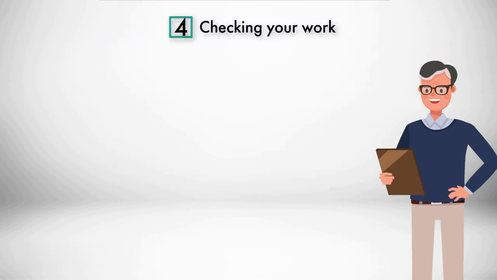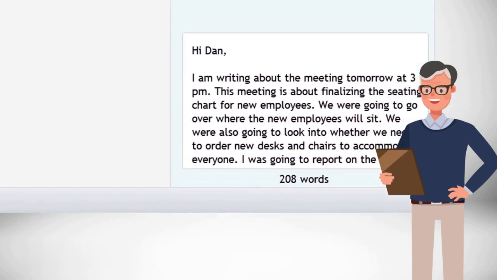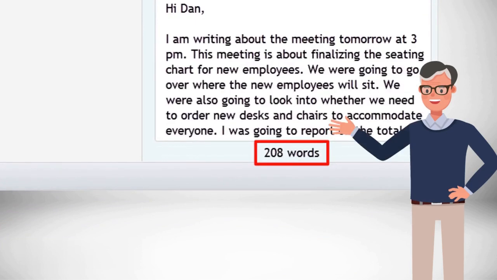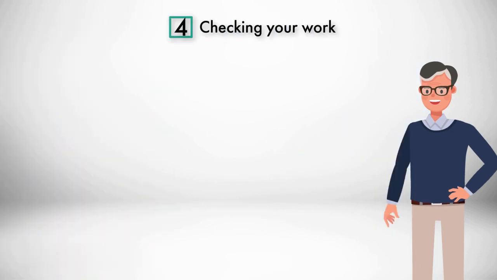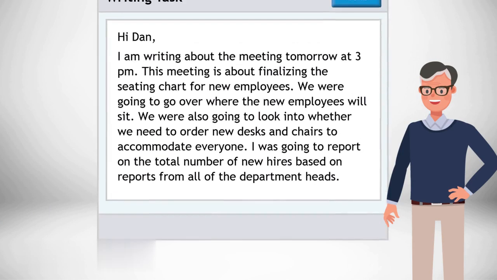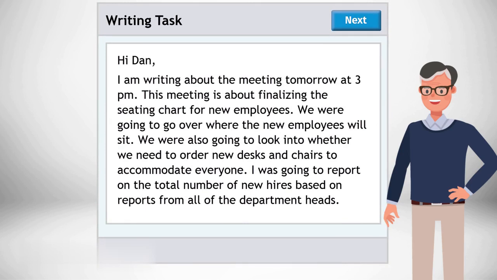The last thing I will do is spend 2 to 3 minutes checking over my work to see if I have made any small errors or if there's something that I can do to improve my response. Now I see that my total word count is 208. The instructions say I should write about 150 to 200 words, so that's okay, just a little over. Nevertheless, as I read over my work, I should check to make sure I haven't repeated myself or included information that isn't related to the topic.